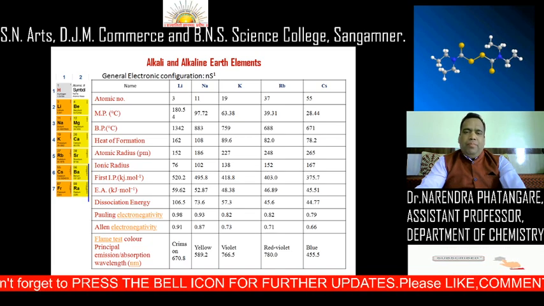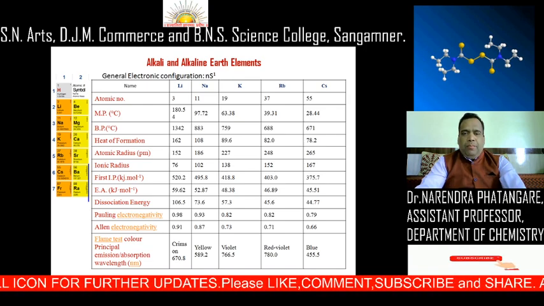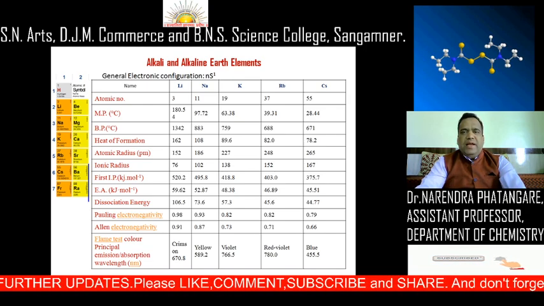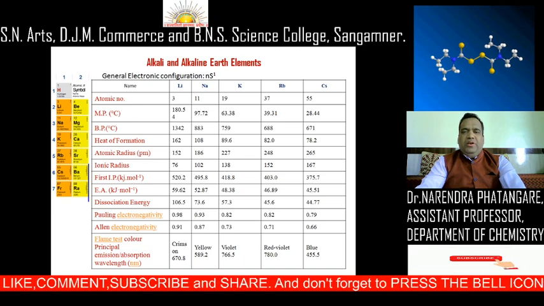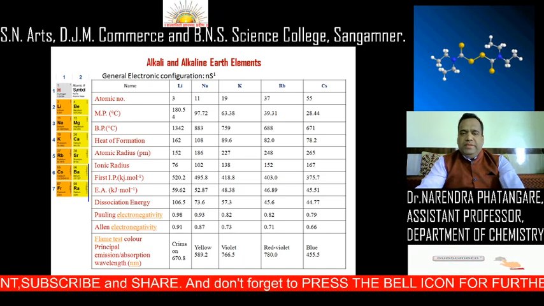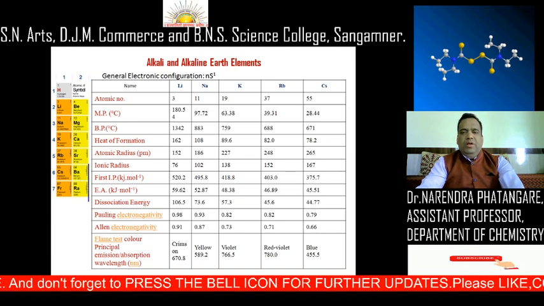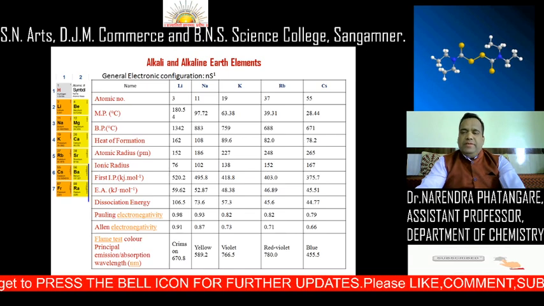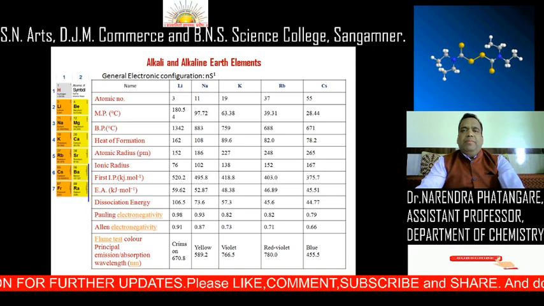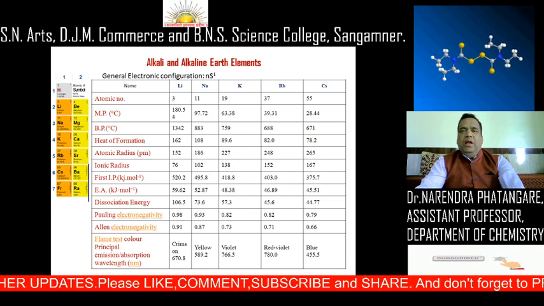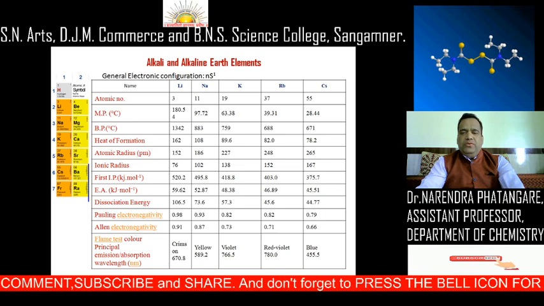Then again the Pauling electronegativity. There are two types of electronegativity, Pauling electronegativity and Allen electronegativity. Pauling electronegativity slightly decreases from lithium to cesium. In the periodic table, from top to bottom, generally the electronegativity is reduced. And the same trend is found in the case of Pauling electronegativity as well as Allen electronegativity. There are two different formulas investigated by Pauling and Allen, and on the basis of that they calculate the electronegativity, and therefore they have slight differences in their values.